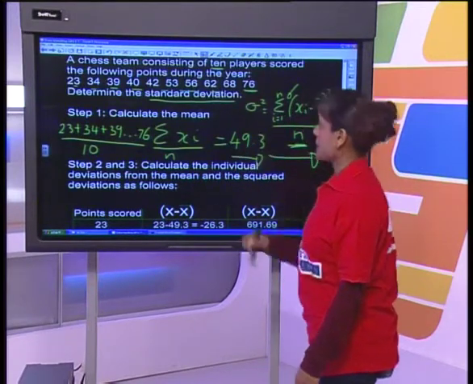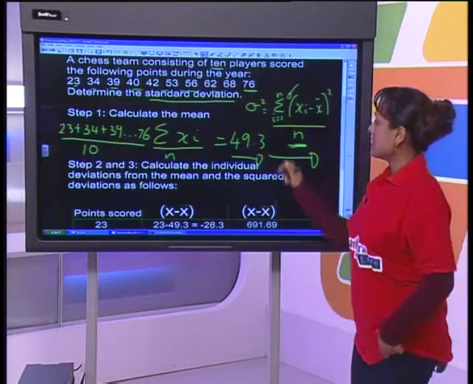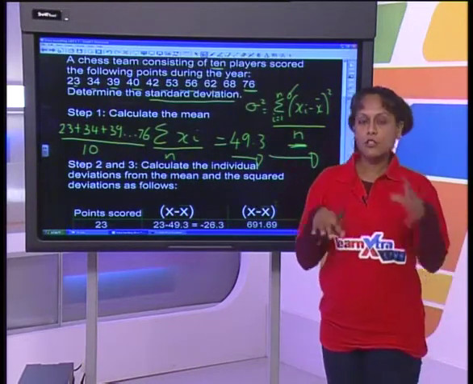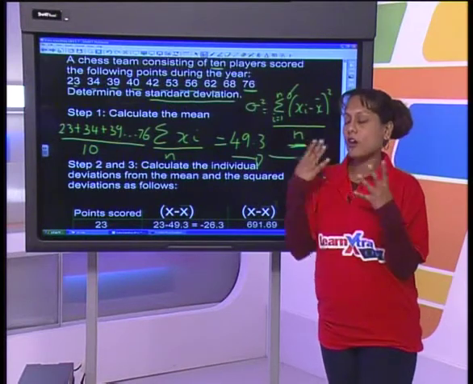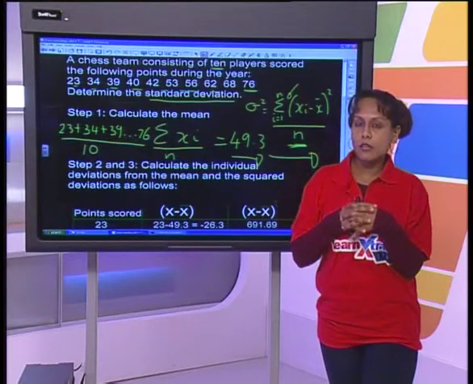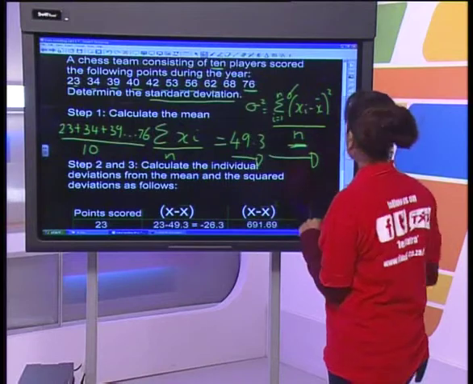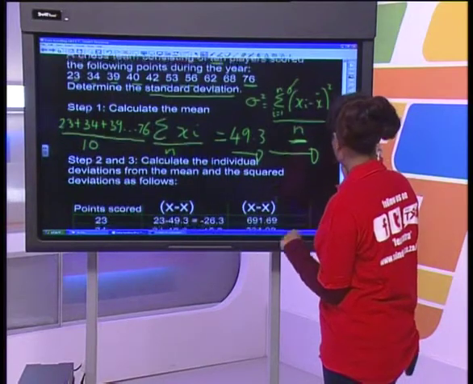So as I said, just add all of those values on your calculator, divide by 10, and you'll get a mean of 49,3. So that's the first step. Remember, we're not looking for the mean, we're looking for the standard deviation. But in order to work out the standard deviation, we need the mean, which is why we did that. All right, let's move on to the next step.